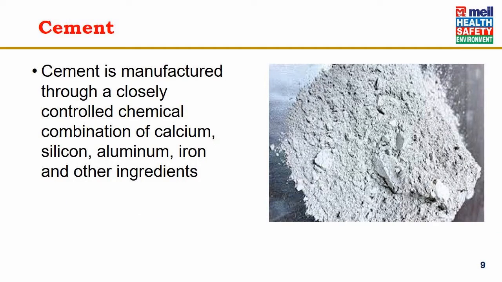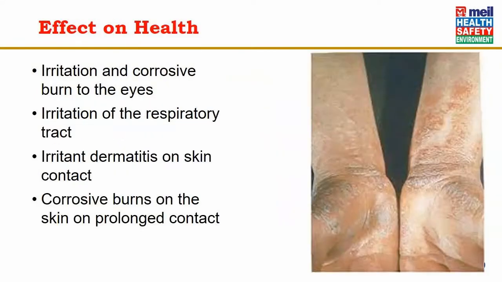Cement is manufactured through a closely controlled chemical combination of calcium, silicon, iron, aluminum and other ingredients. What are its health effects? It can cause irritation and corrosive burns to the eyes, irritation of the respiratory tract, irritation and dermatitis on skin contact, and corrosive burns on the skin on prolonged contact.